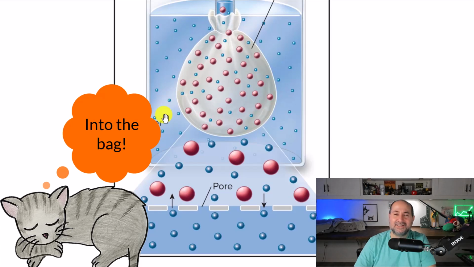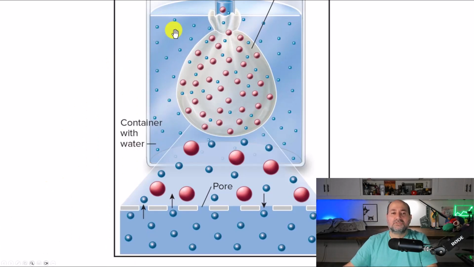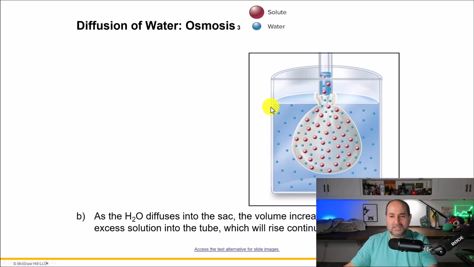That's right, Wicket. As always, water should go from where water is more concentrated in the beaker towards where water is less concentrated in this bag, right? Does that make sense? So let's see if that's what happens. Yes, look, it looks like water is net diffusing into this bag, and that's through what process?